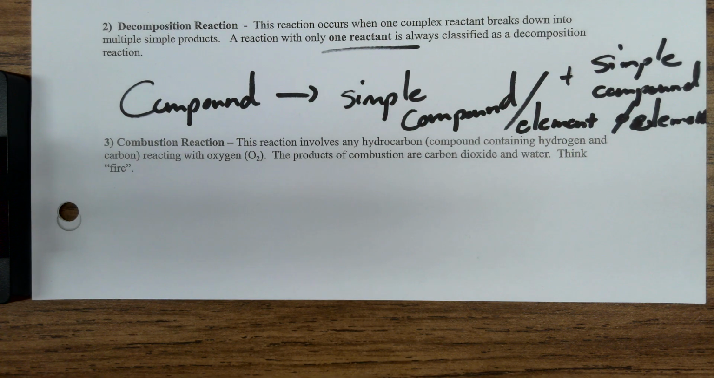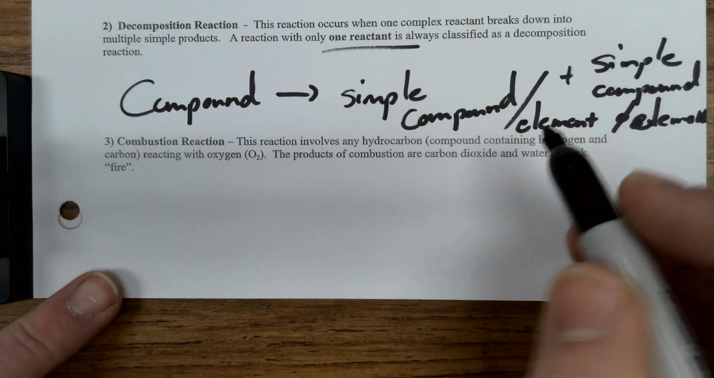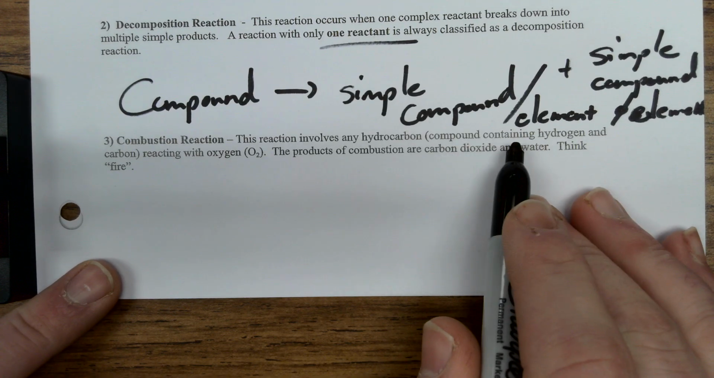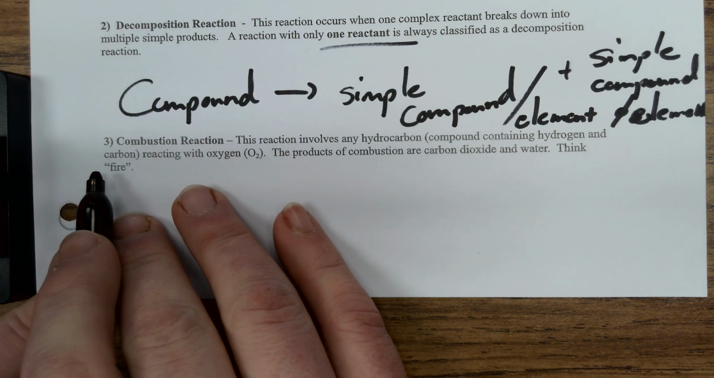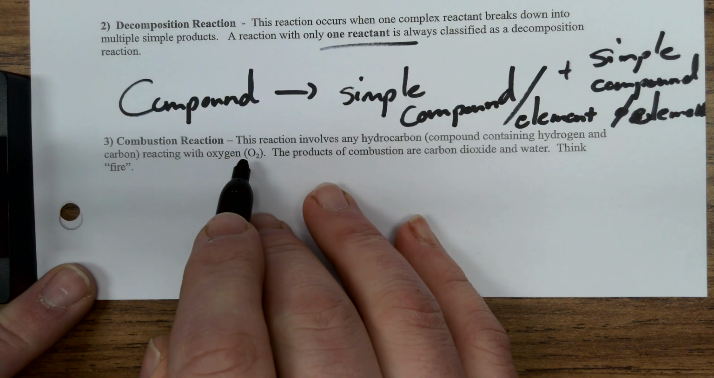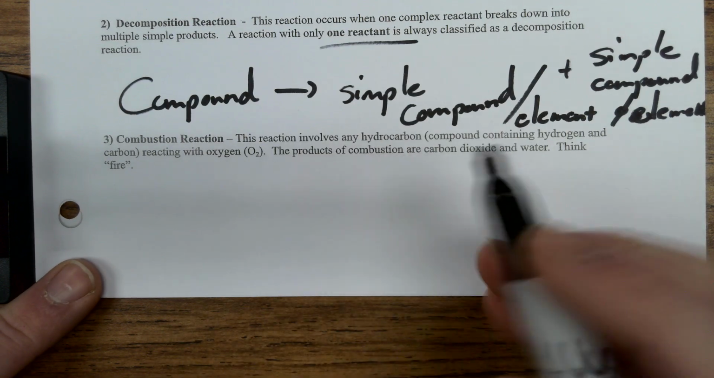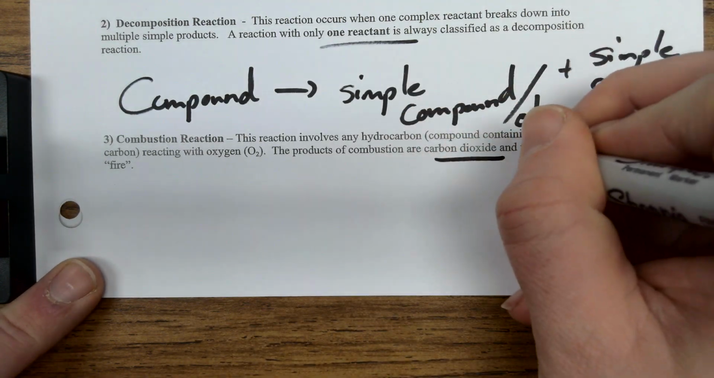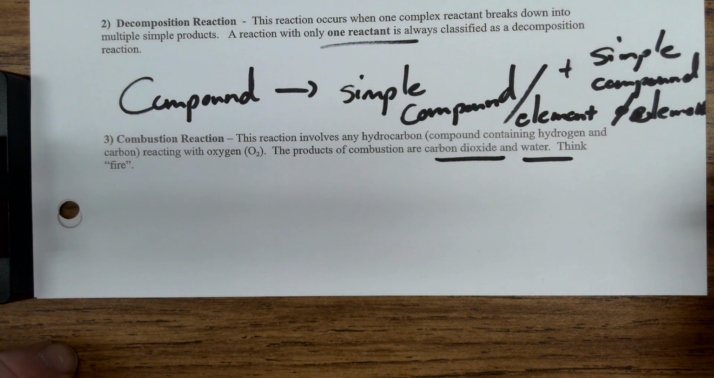Experiment number 3, we're talking about a combustion reaction. This reaction involves what's known as a hydrocarbon, so it's a compound containing both hydrogen and carbon, reacting with oxygen. Their products are always carbon dioxide and water vapor.